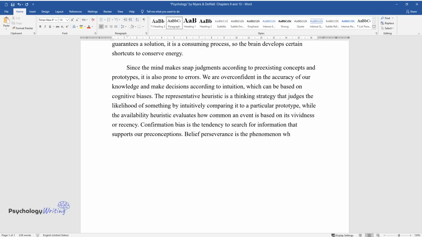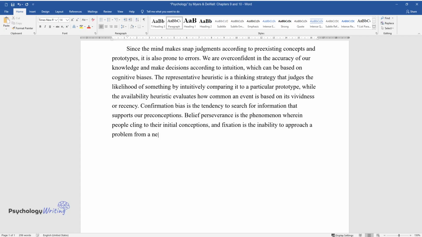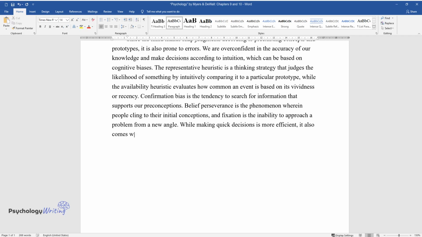Belief perseverance is the phenomenon wherein people cling to their initial conceptions, and fixation is the inability to approach a problem from a new angle. While making quick decisions is more efficient, it also comes with the peril of producing misleading results.